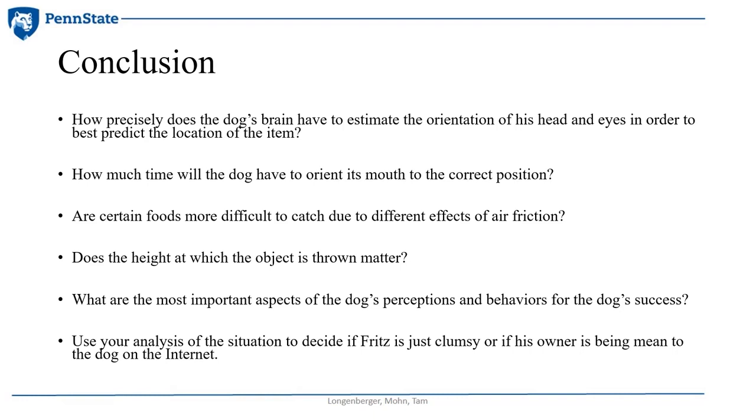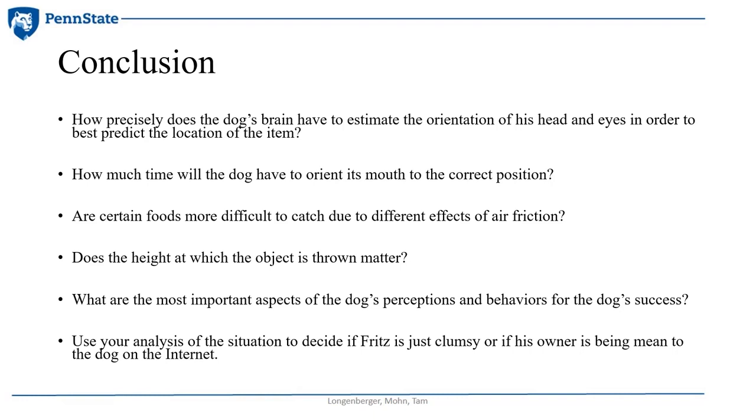So the dog will have to orient his head within a few centimeters of the food object. The AI model has shown that the faster the food passes through the domain of the dog, the less time he has and the less likely he is to catch it. Next, how much time will the dog have?